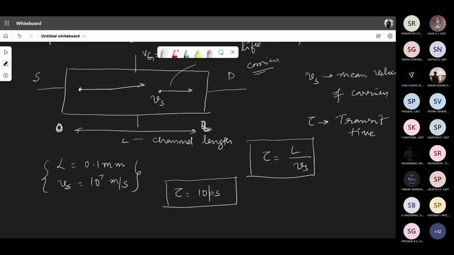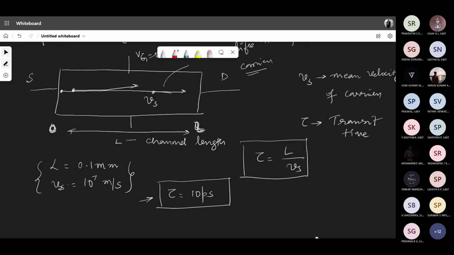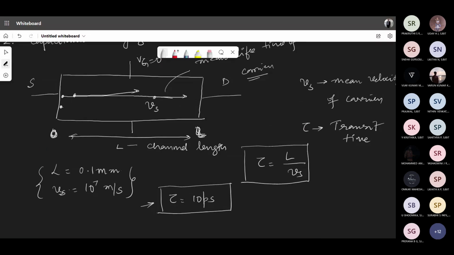Anybody wants to comment on this value now? Anybody can say something about it? What is the meaning of this? It means that an electron which is starting from here will take what amount of time to reach the other side? If the electron starts from the source side, it requires around 10 raised to minus 11 seconds to reach the drain, to come out of the drain terminal. So that is the time required by this electron.